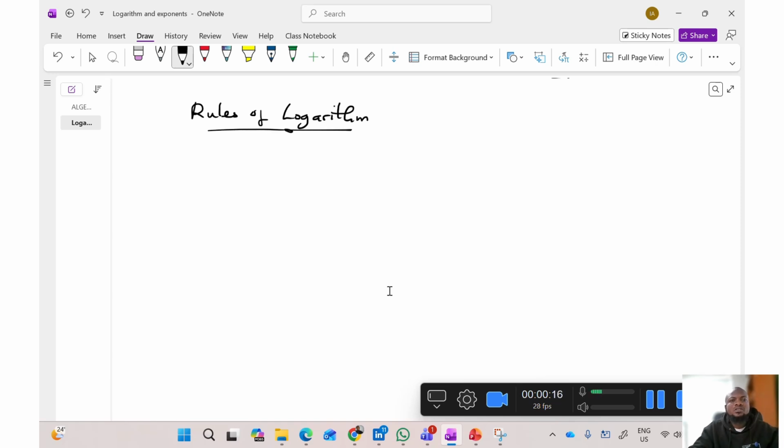The first rule states that if you have the logarithm to base b of x times y, this can be written as the logarithm of x to base b plus the logarithm of y to base b. Note, this is not what I wrote.